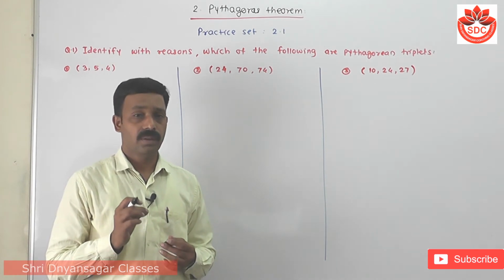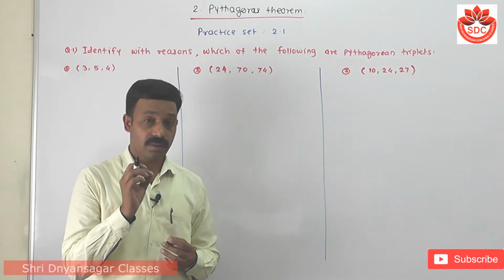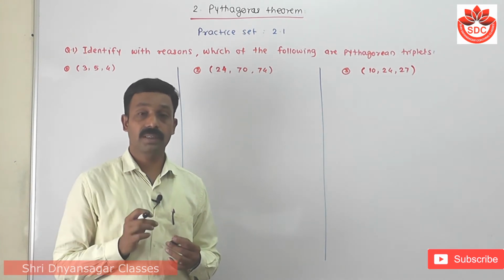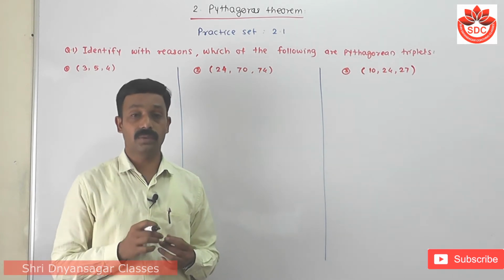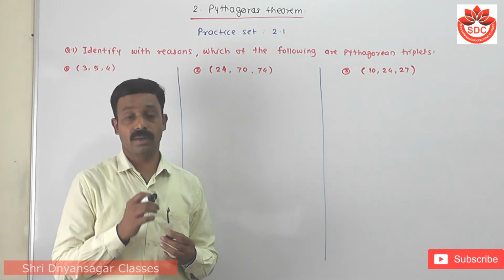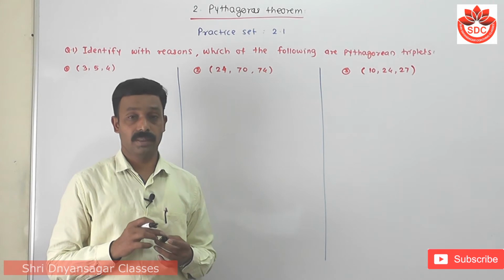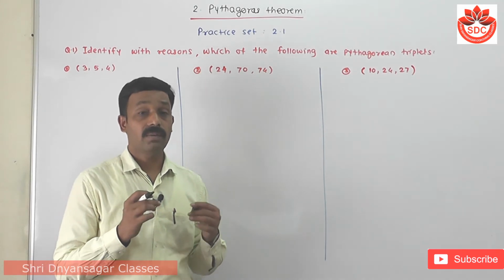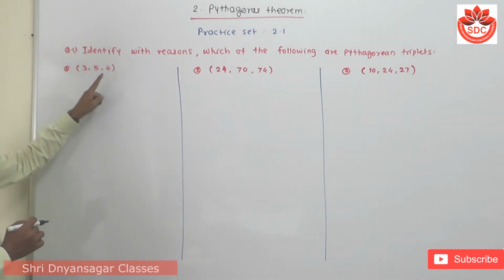Now students, we know that for Pythagorean triplets in natural numbers, if 3 natural numbers are given and the square of the largest number is equal to the sum of the squares of the remaining 2 numbers, then the numbers are Pythagorean triplets. Now we take examples one by one. The first one is 3, 5, 4.